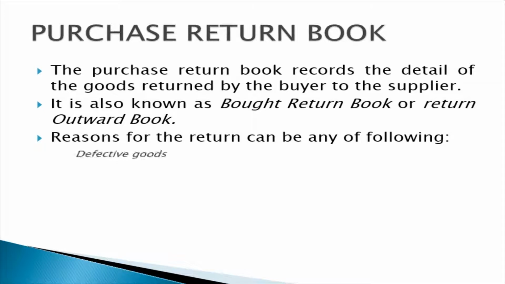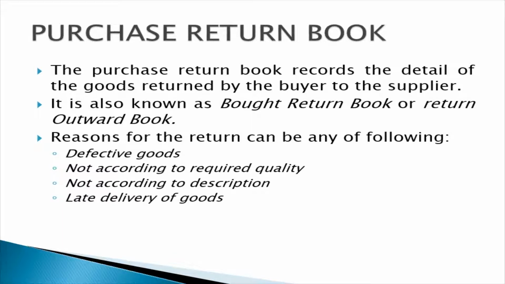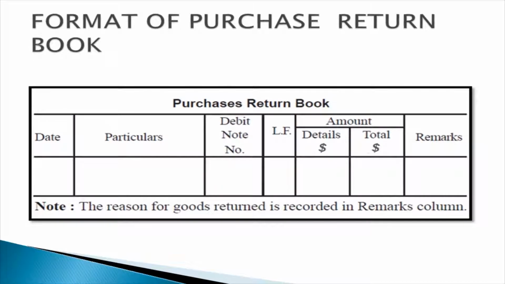First one is defective goods or not according to required quality, not according to description, late delivery of goods, terms and conditions may not be suitable to keep the goods, etc. You can see the format of purchase return book on your screen. Again, you will find date, particulars, debit note number, ledger folio, details, total, remarks. Now, remarks includes the reason for goods returned.